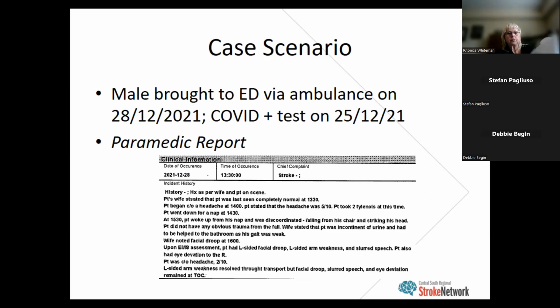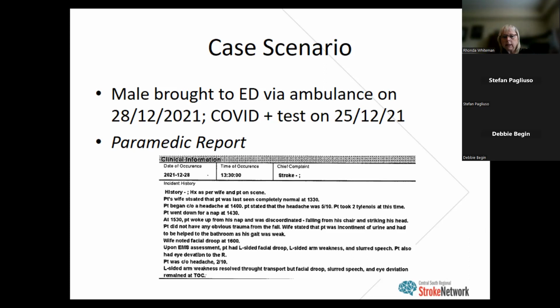This case was a male patient brought in by ambulance on December 28th, 2021. The patient had a positive COVID test on December 25th, 2021. You can see the paramedic record. The date of the occurrence is 2021-12-28 at 13:30. They had the history with the wife and patient on scene. The wife stated the patient was last seen completely normal at 13:30 hours.